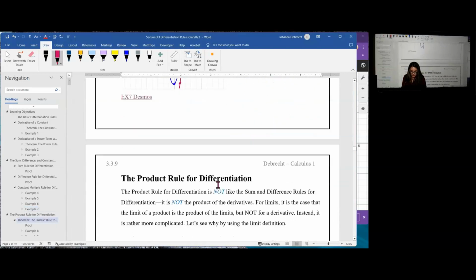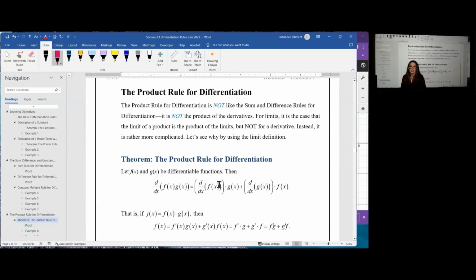We now want to talk about the product rule for differentiation. This is not simple. Derivative of a product is not the product of derivatives. A limit, it is. The limit of a product is the product of the limits, and the same for the quotient, not for derivatives. All you can do with derivatives is take out the constant and split apart the addition and subtraction. Those are simple rules, but the product rule and quotient rule are not.